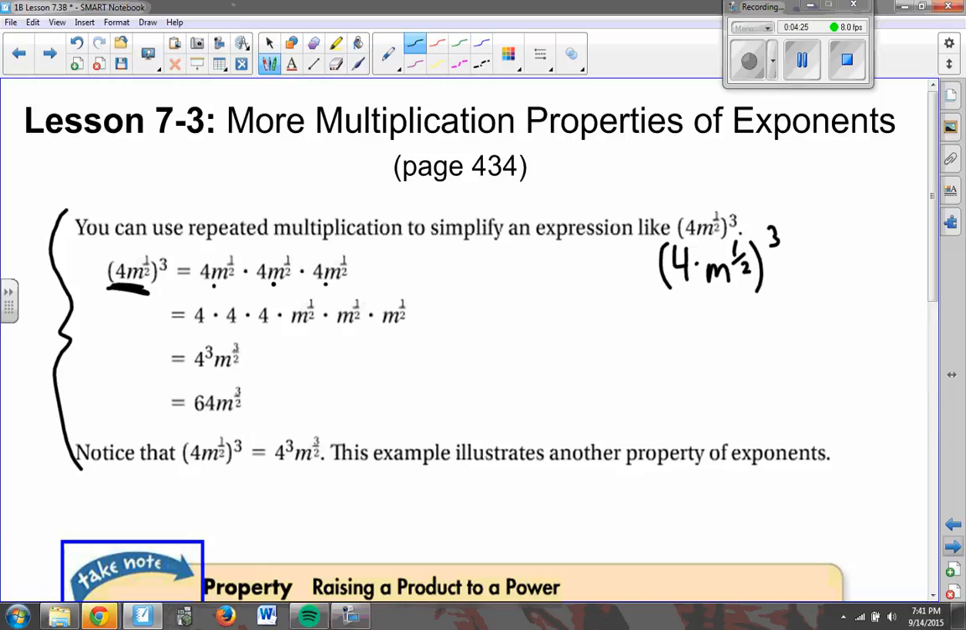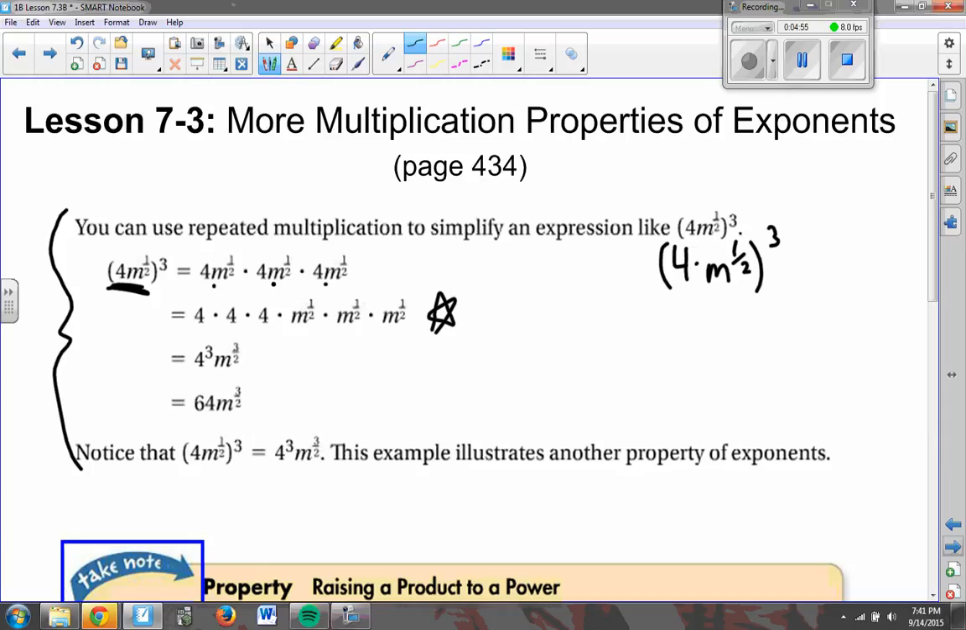And again, just like in our warm-up, I can move these around wherever I want, to whatever order I want, so that I can simplify things down very nicely. So I'm going to change this to say 4 times 4 times 4 times m to the 1/2 times m to the 1/2 times m to the 1/2. Okay, so I'm right here in this line. That line, I've just reordered and put the 3 4's together in the front and the m to the 1/2 in the second half.